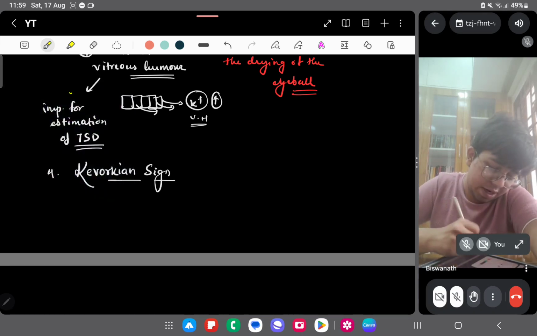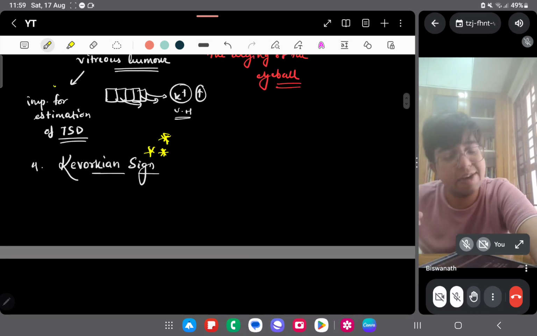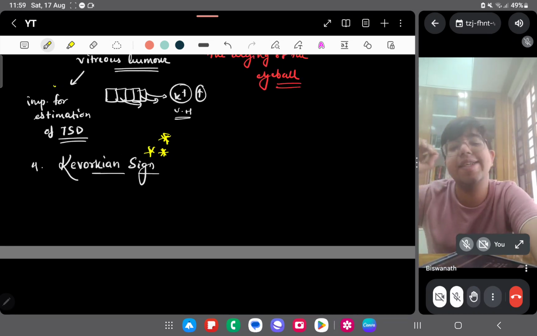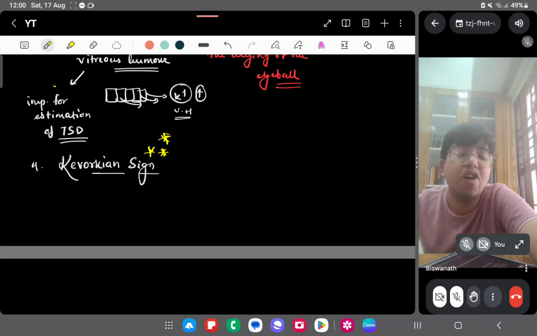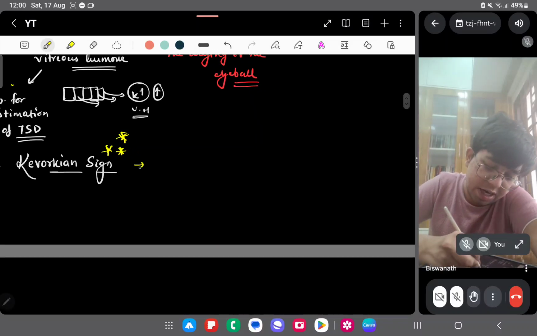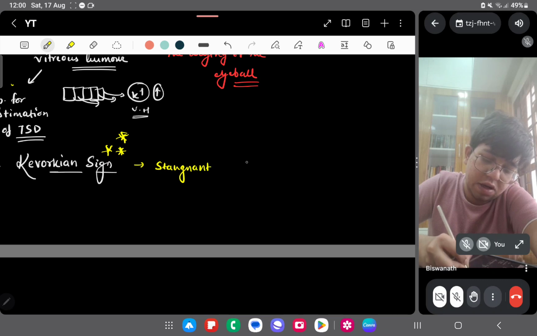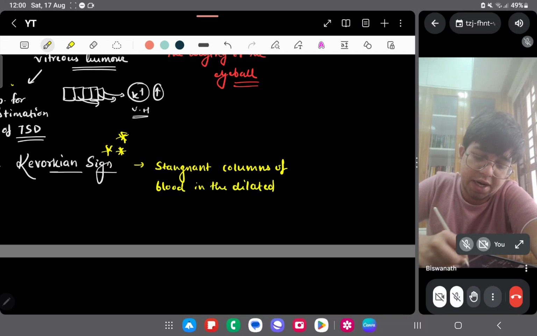Fourth change is a very important sign known as Kevorkian sign. Put stars here again. So, what is Kevorkian sign? Kevorkian sign is the stasis of blood in the retinal blood vessels. The stagnant columns of blood in the dilated retinal blood vessels is called Kevorkian sign.